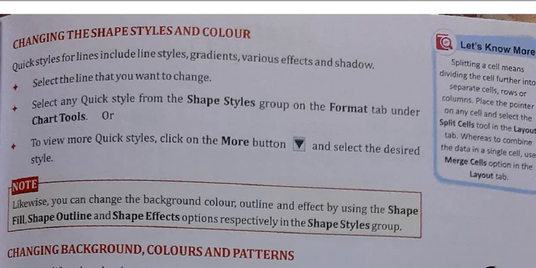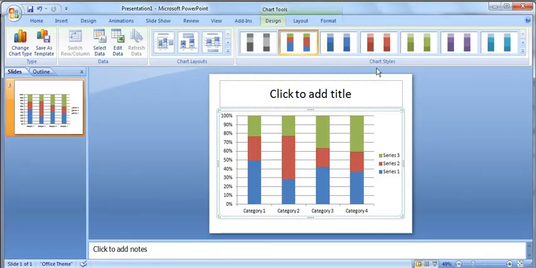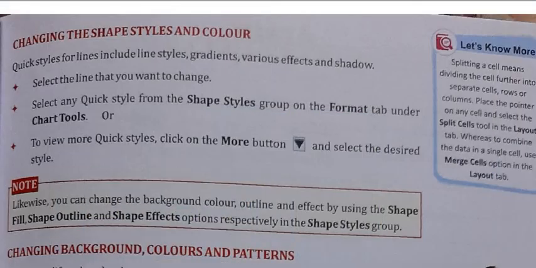Now, changing the shape, styles and color. Quick styles for line include the line styles, gradient, various effects and shadows. This you have already done. How to change? Select the line that you want to change. Select any quick style from the shape styles group in the Format tab. In Chart Tools we have a number of options, like the Format tab, and under the Format tab, the shape style group.